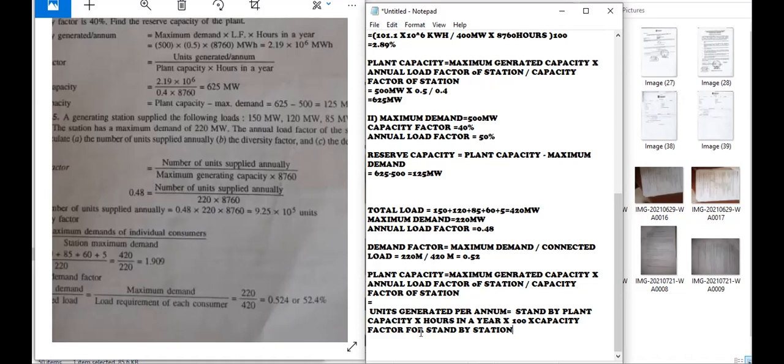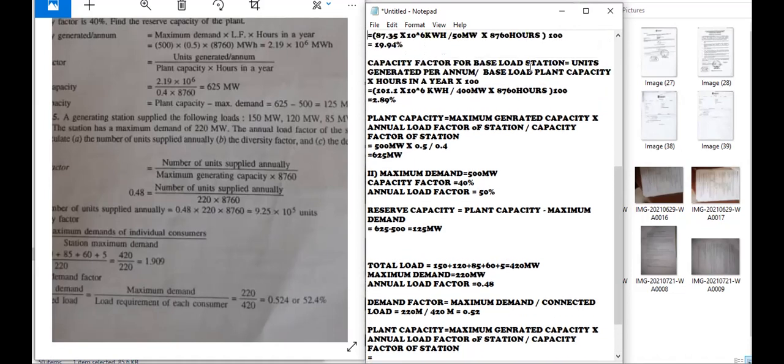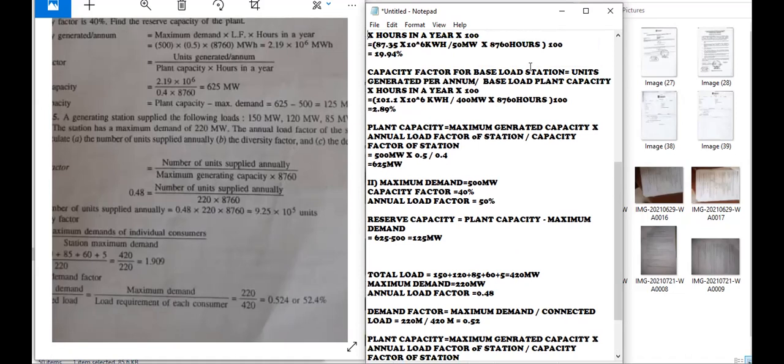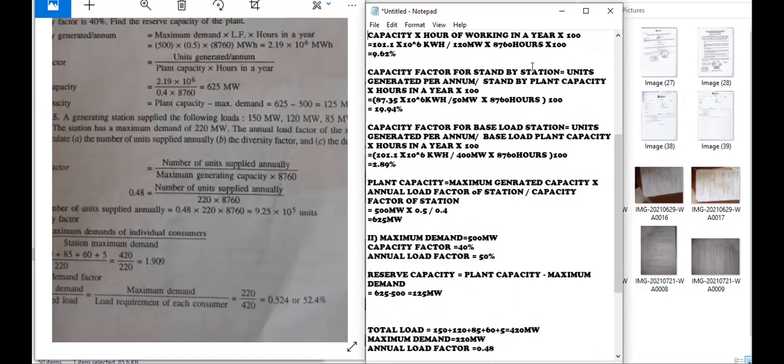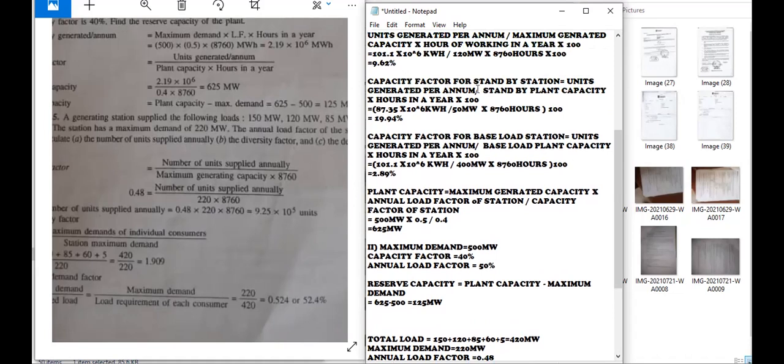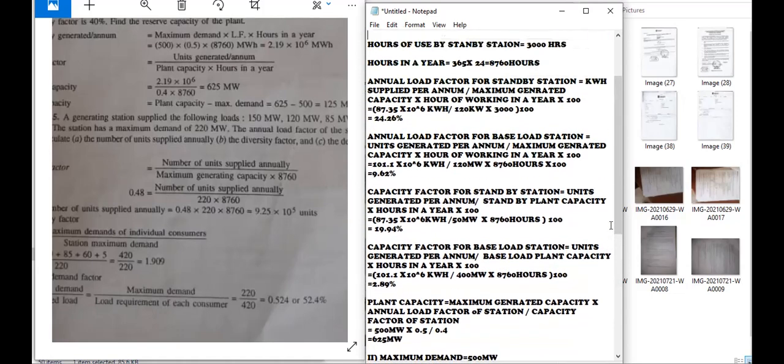Load factor, capacity factor, plant capacity, load factor. Which formula has this load? Here. Load factor. This one is not the one we use. I'm looking for the one that has load factor. This one is capacity factor. This one has the maximum. Where is my load factor?